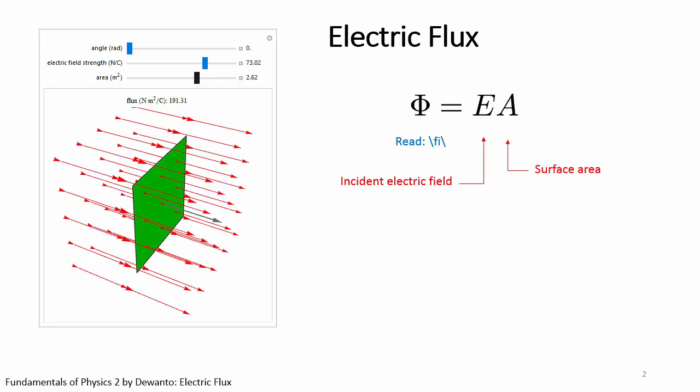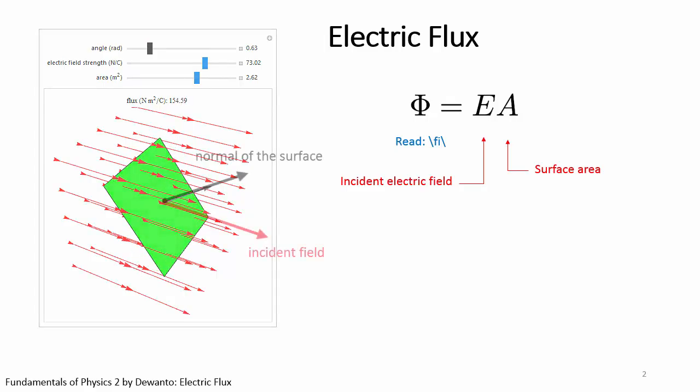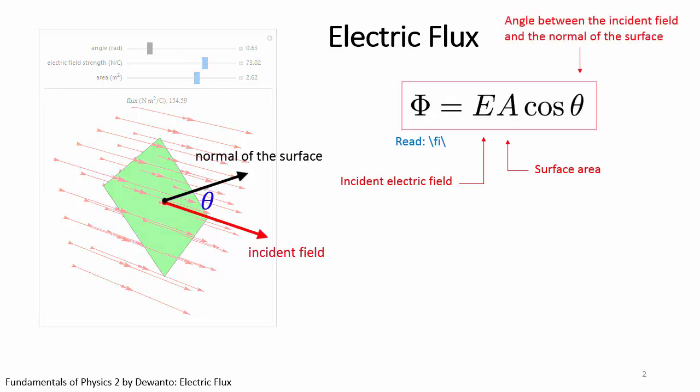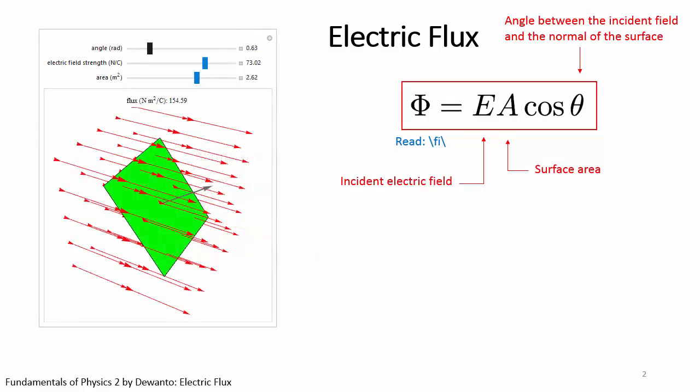But who says that the fields must always come perpendicular to the surface? It may come at certain angle relative to the surface. Theta is taken to be the angle between the incident field and the normal direction of the surface. By the way, normal in the context of mathematics or physics means perpendicular.